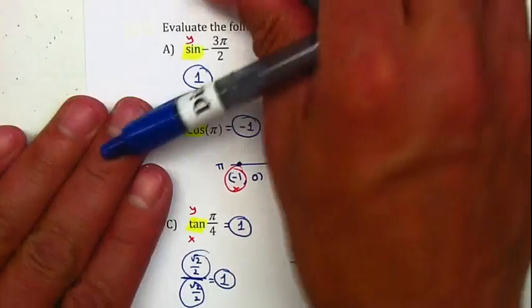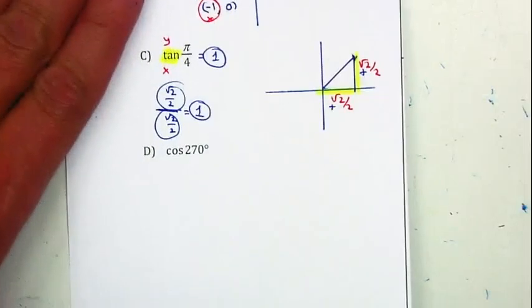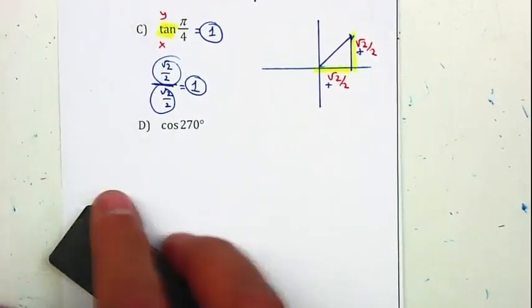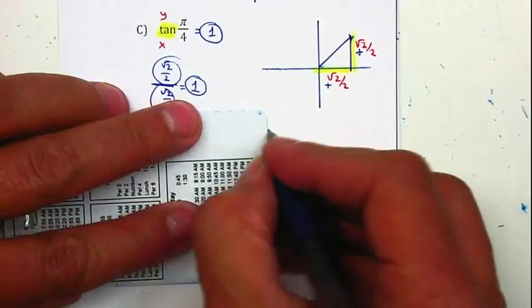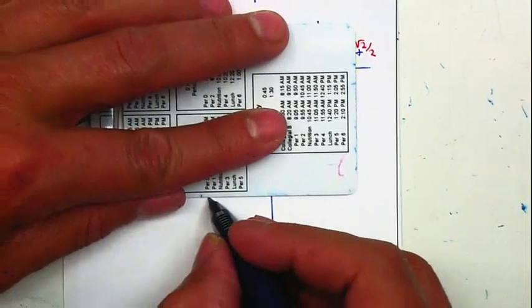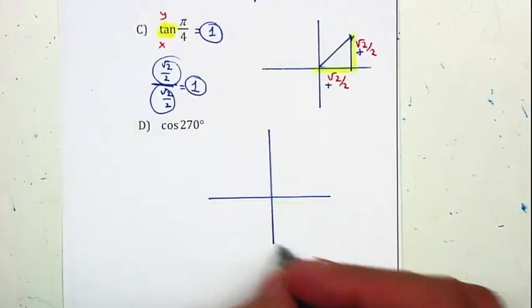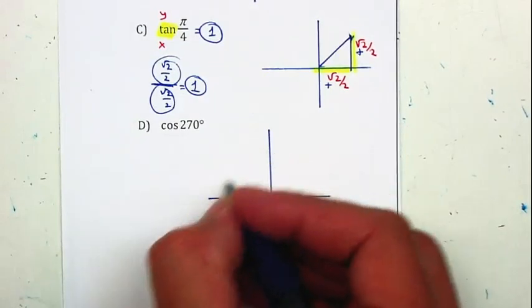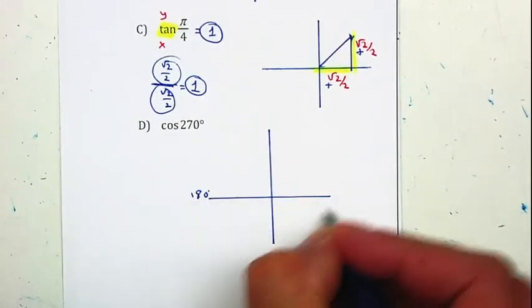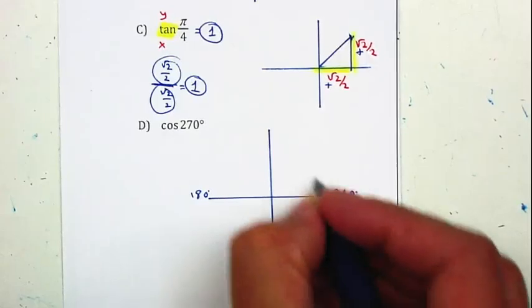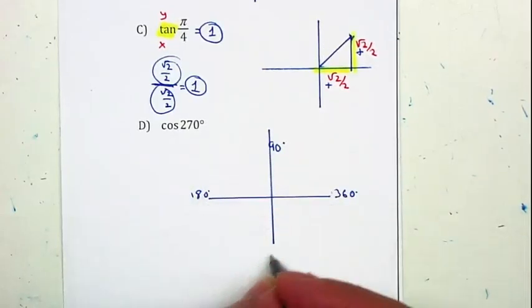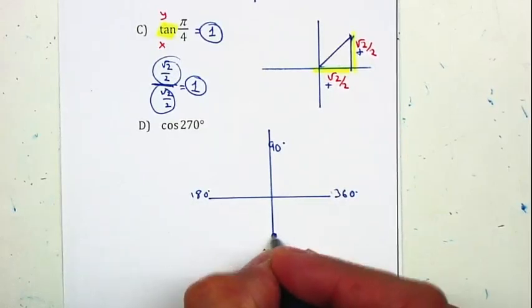Letter C, or letter D. Cosine of 270 degrees. Once again, I'm going to build my y-axis and my x-axis. And I need to locate where 270 degrees is. Let's see, this is 180, 360. I know the halfway mark is 90 degrees, so I'll do 90, 180, and plus 90 will be 270 degrees. 270 degrees is here.